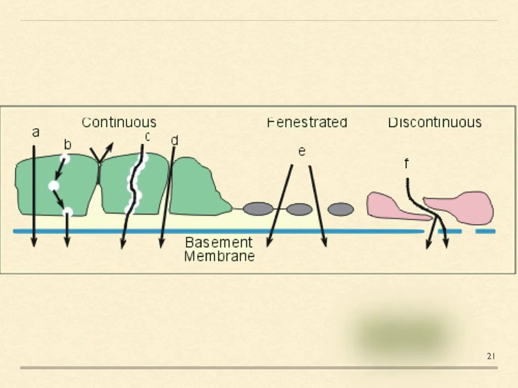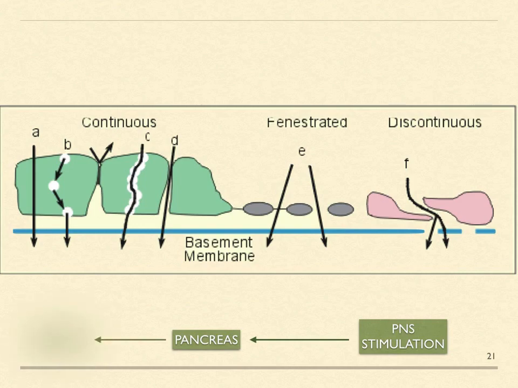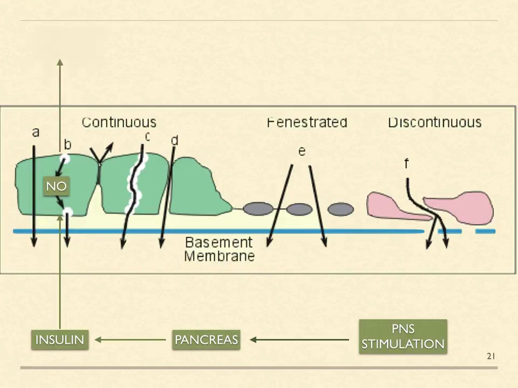Parasympathetic nervous system stimulation releases insulin from the pancreas, which induces the release of nitric oxide from the vascular endothelium and disintegrates insoluble fibrin.